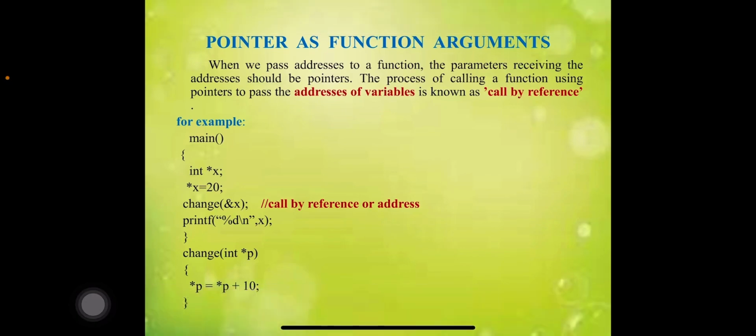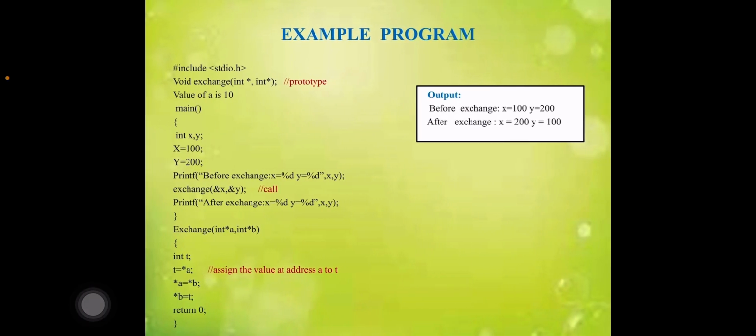Now we will discuss pointers as function arguments. As we discussed in the last example of call by value, if you want to swap the value of two variables using call by value, the changes will be made only in the formal parameters, but the actual parameters will remain the same. But what if you want to make changes in the actual parameters also? This can be done with the help of pointers as function arguments. So this method is a call by reference method.